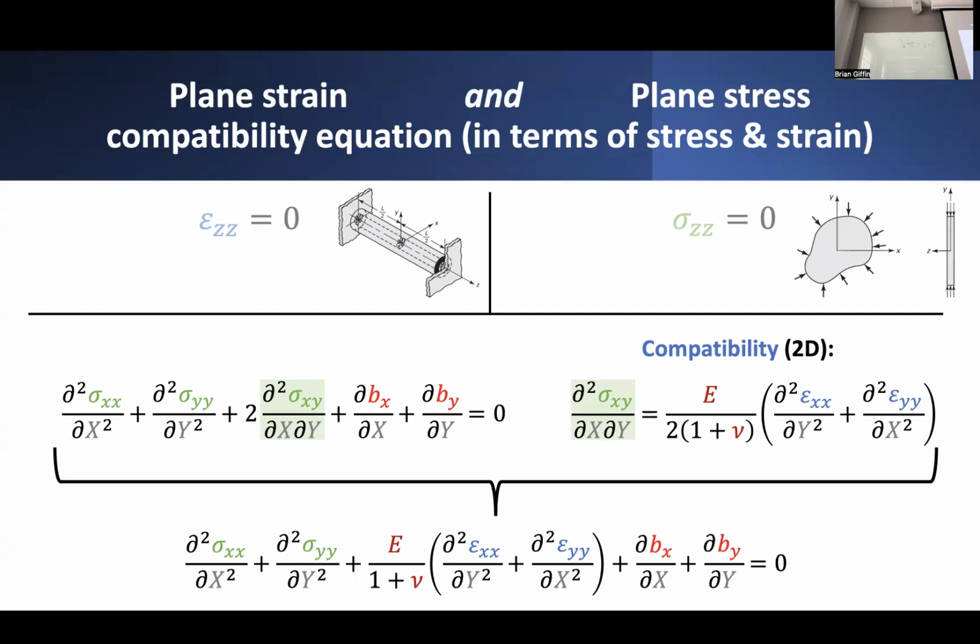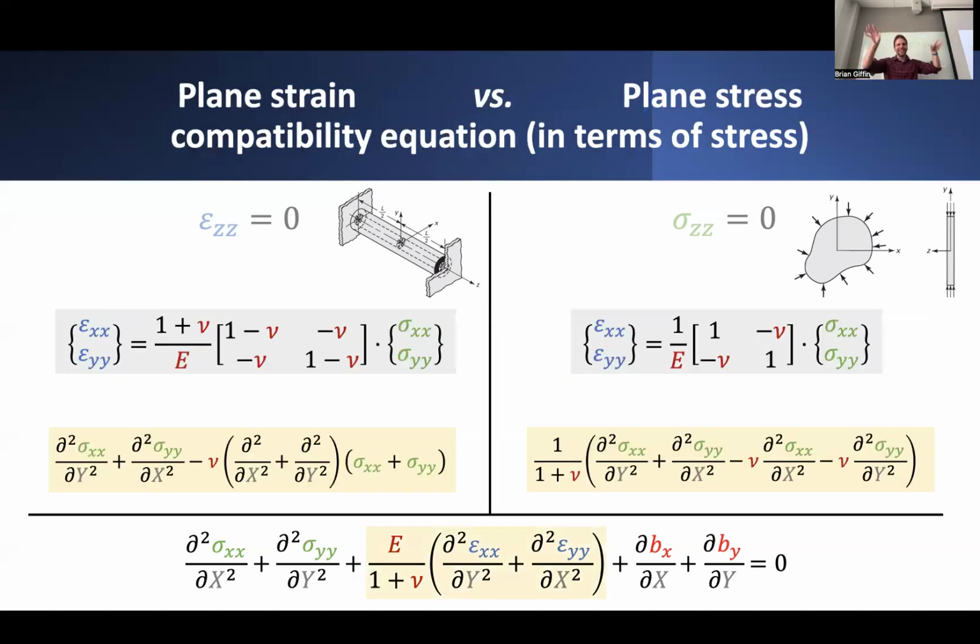Or equivalently, taking this term and plugging it into this expression. Either way, we're still expressing a statement of compatibility. That's important to remember. It's not an expression of equilibrium. It's just the compatibility equation that we're massaging into this new format in terms of stresses.